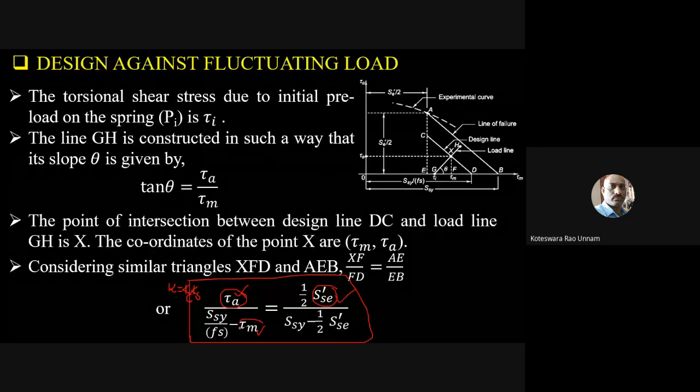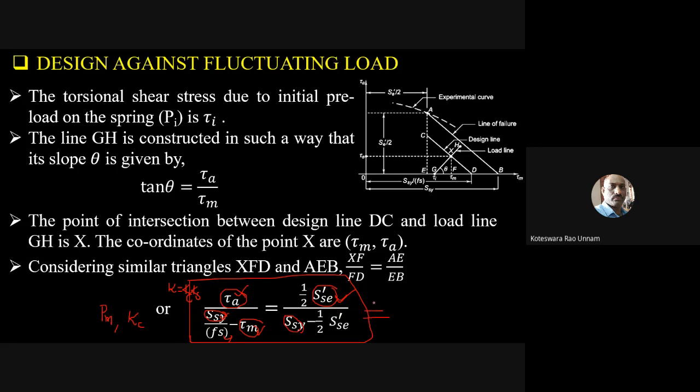Whereas while calculating tau m, you need to use the mean load Pm and apply only the correction factor Kc, the low stress correction factor due to direct shear stress only. Then SSY is the yield strength in shear. This is a material property. You need to pick this value from the data book or from the given material properties. You need to pick this SSE dash and SSY. Apart from that, you have only the factor of safety. If you substitute all the data into this equation, you will get the factor of safety.